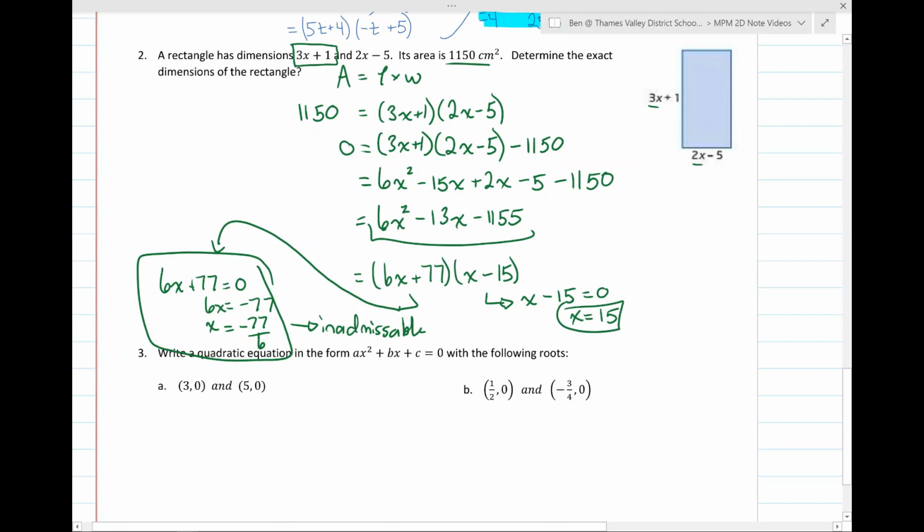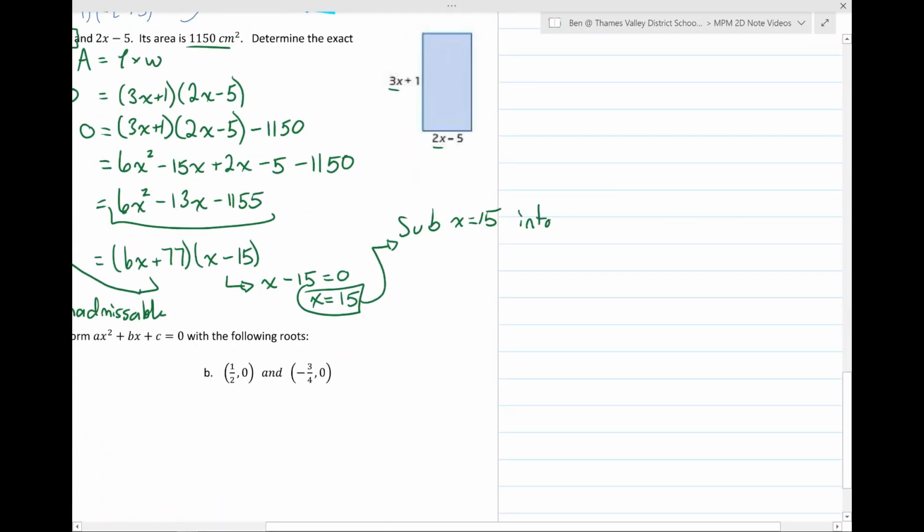Well, that's fantastic. Working with x equals 15, we can find the two dimensions. The first dimension would be 3x plus 1. Really, we should sub x equals 15 into 3x plus 1. So 3x plus 1 would become 3 times 15 plus 1. If we simplify that, we find it equals 46. And on the other side, that's 2x minus 5, bringing us to 2 times 15 minus 5. That's 30 minus 5. That equals 25.